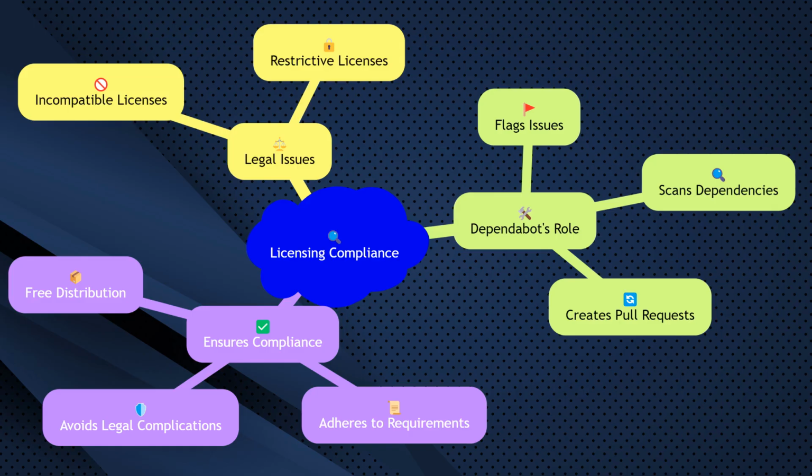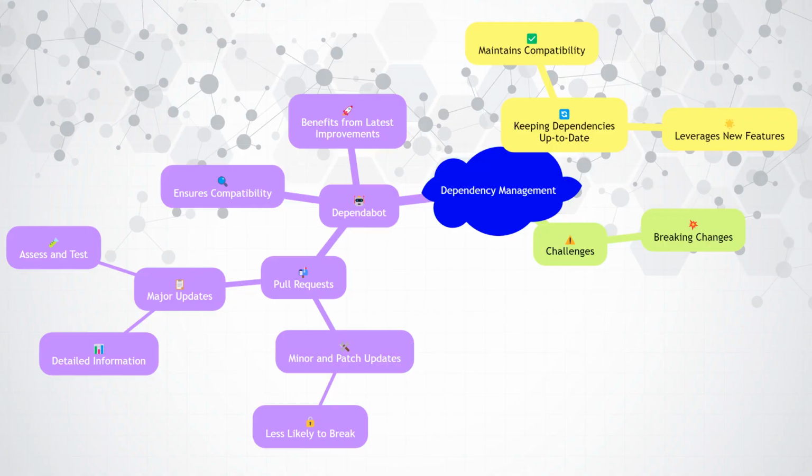Keeping dependencies up to date is essential for maintaining compatibility and leveraging new features. However, updating dependencies can sometimes introduce breaking changes. Dependabot helps manage versioning by creating pull requests for minor and patch updates, which are less likely to introduce breaking changes. For major updates, Dependabot provides detailed information about the changes and potential impact, allowing developers to assess and test the updates before merging. This careful approach ensures that your project remains compatible with its dependencies while benefiting from the latest improvements.